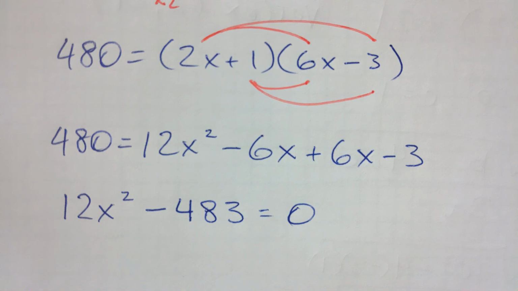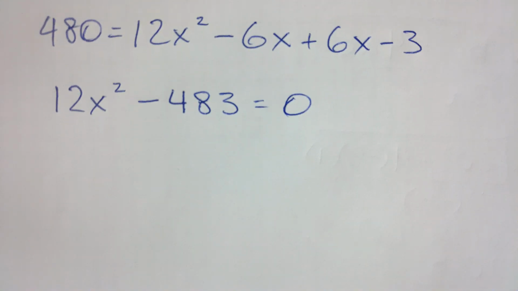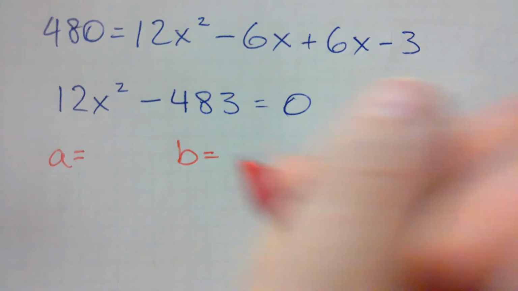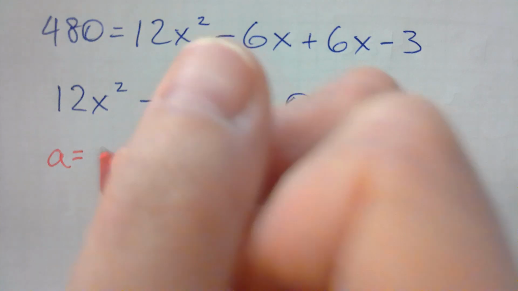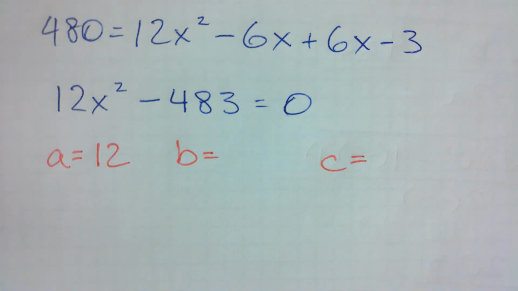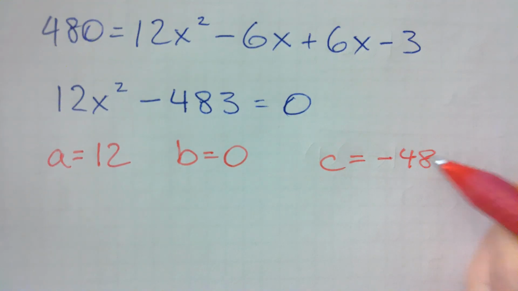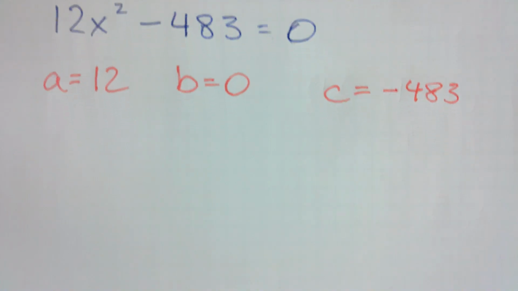Okay, so what am I trying to solve for? Am I trying to solve for the vertex or am I trying to solve for x? X, right? So two different ways I can solve for x. I think you guys like one way more than the other. How do I solve for x? Quadratic formula. All right. There's more than one way to solve this question. Okay, so A is 12. What's B? 0. That's right, because there's no middle term. And C is negative 483. Okay, do the quadratic formula.